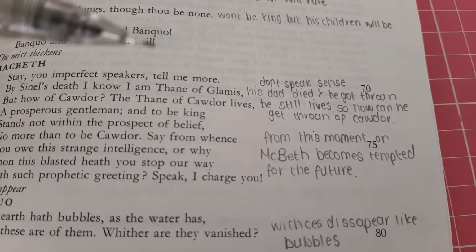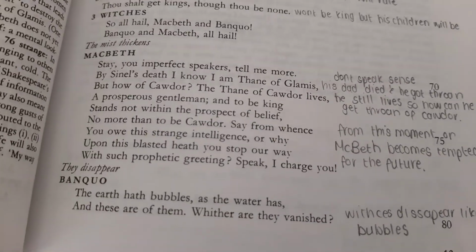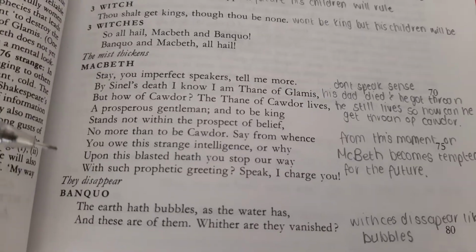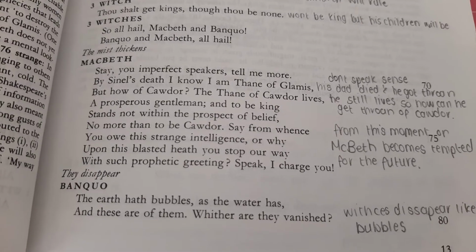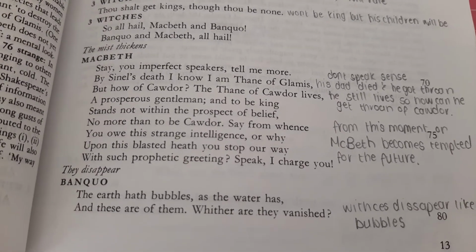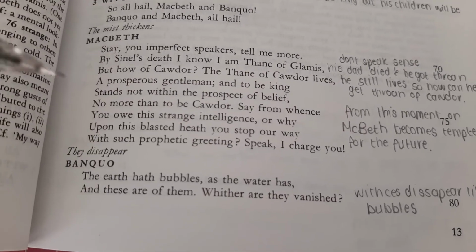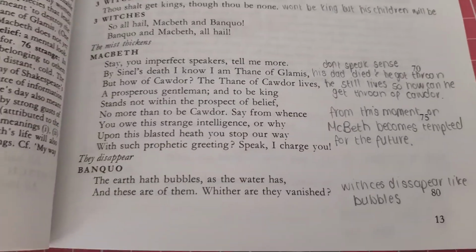He doesn't understand that he's the Thane of Cawdor yet. Like I said, once again, I'm not 100% sure on this, but I think Macbeth thinks that MacDonald didn't do anything wrong, even though he did. So I don't think Macbeth knows that MacDonald went against the king. So he asks them to speak and talk more, and they disappear.